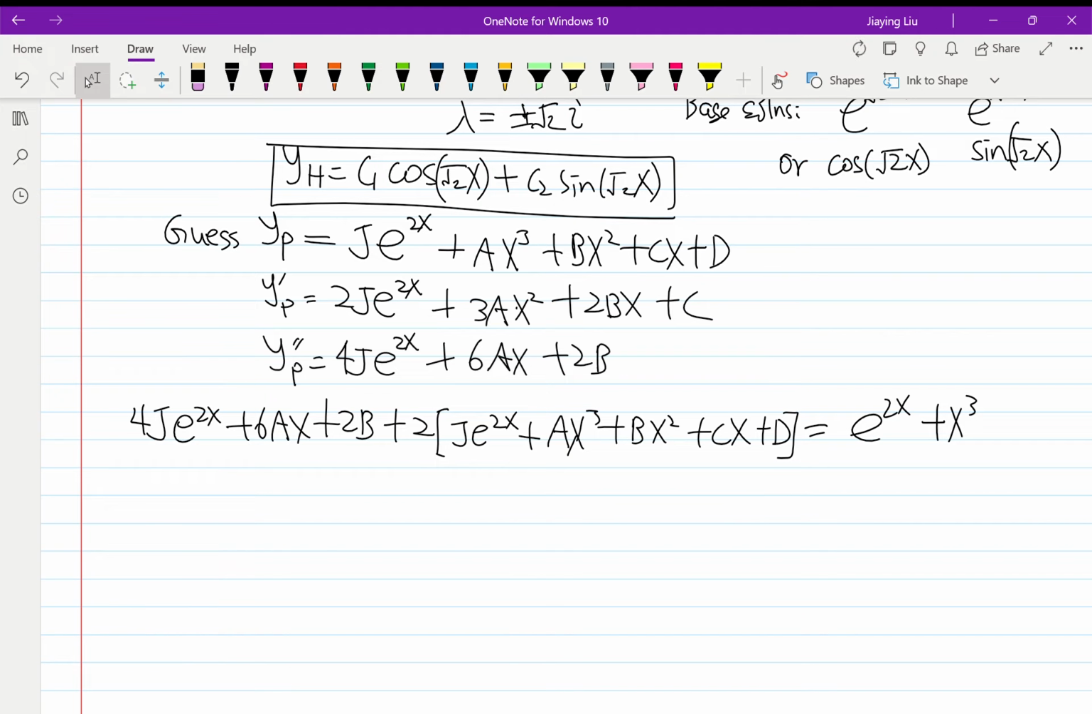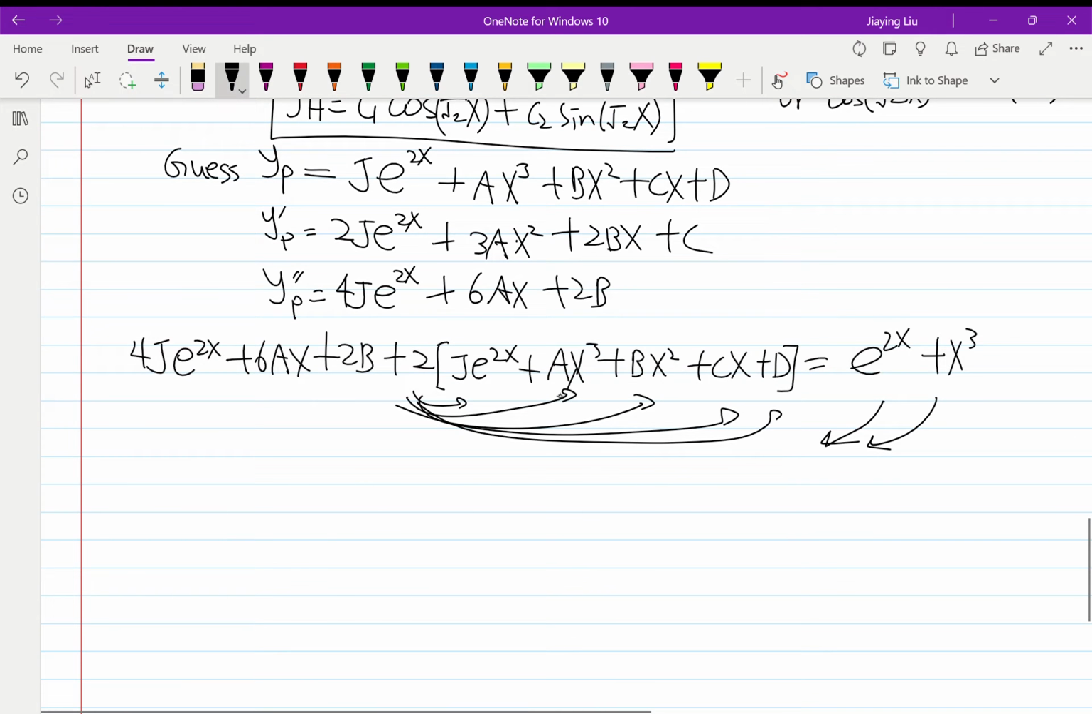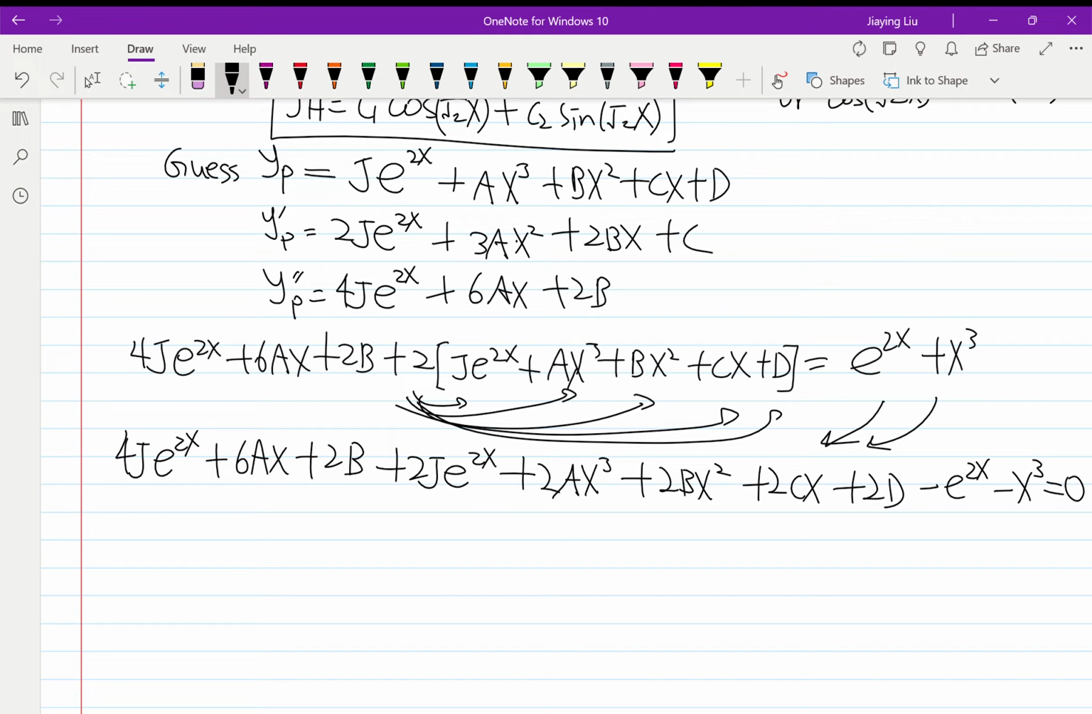So what I have is, I'm going to first expand the bracket. And then I'm going to move those two terms to the left, and now I should have a 0 on the right-hand side. So I have 4j e to the 2x plus 6ax plus 2b plus 2j e to the 2x plus 2a x cubed plus 2b x squared plus 2cx plus 2d. And then when I move the terms to the left, I should have a negative sign, so that's minus e to the 2x minus x cubed equals 0.